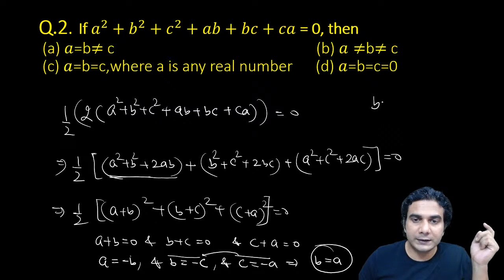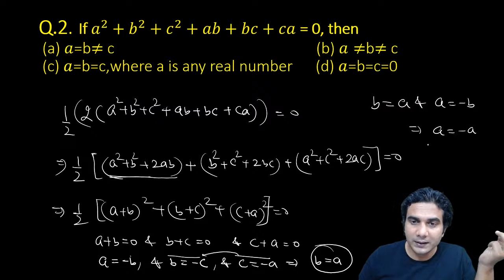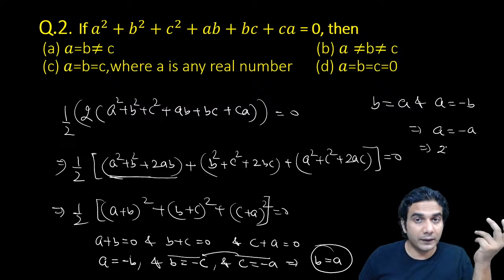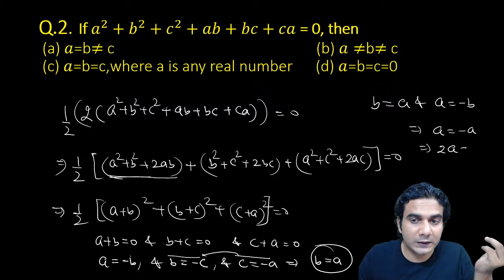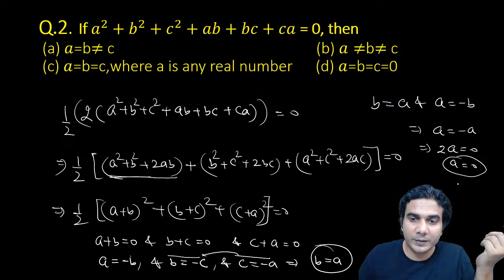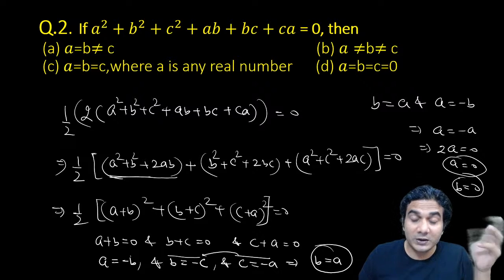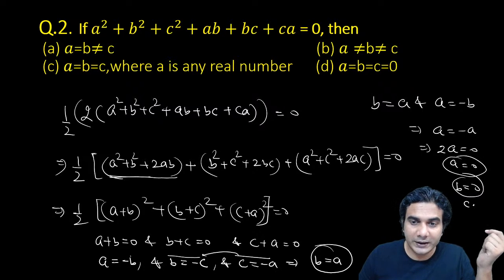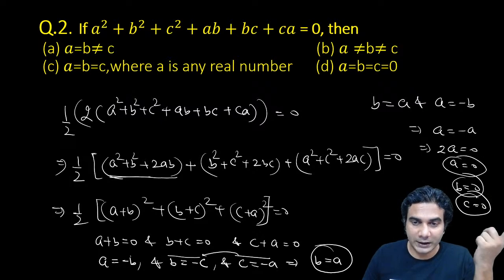So I have a is equal to minus b, and b is equal to a. Alright. So this means a is equal to minus a. Right? That means 2a is equal to 0. That means a is equal to 0. And because a is 0, b will also be 0, right? Because a is equal to b. And because b is 0, c will also be 0. So c is 0. That means all three are 0 simultaneously.